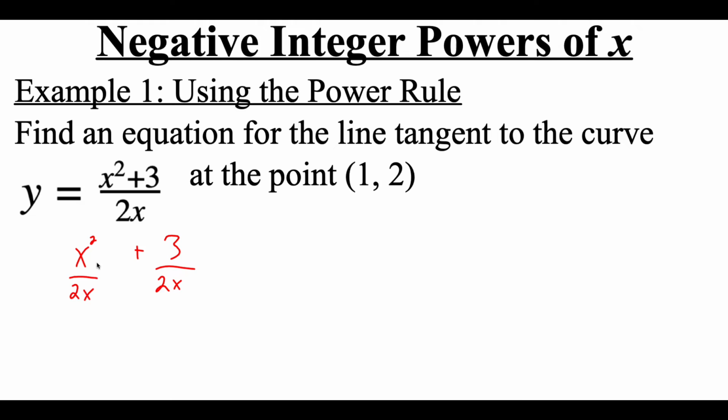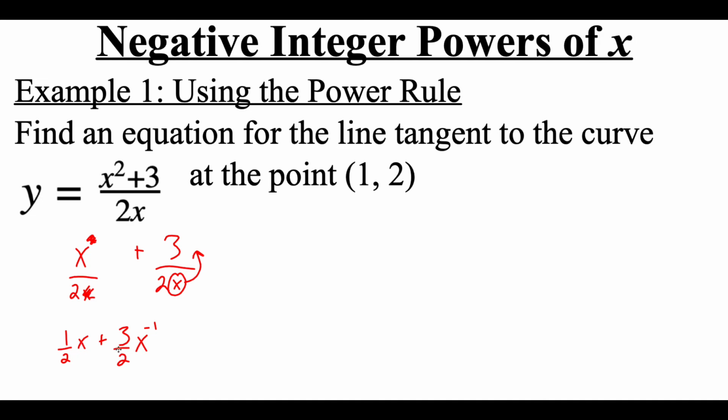Now we can simplify this down. So this first piece, we can cancel out one of those x's on top with this x on bottom. So x over 2, I'm going to write it as 1/2 times x. Now on the back end, with this plus 3 over 2x, I can take this x and move it up to the top by making the power negative. So I'm going to write this as 3/2 times x to the negative first power.